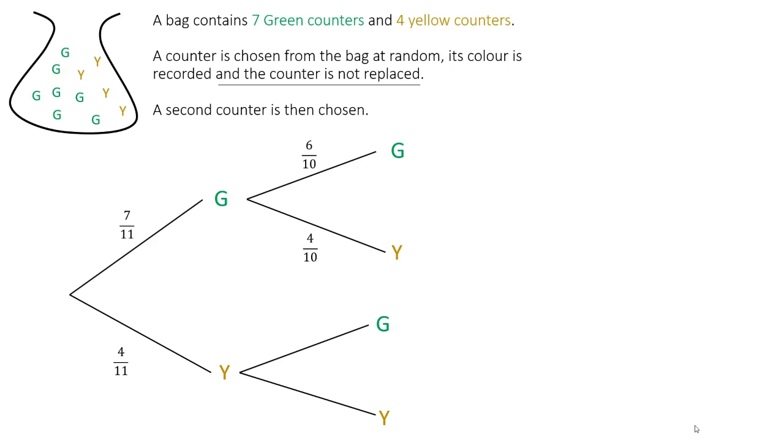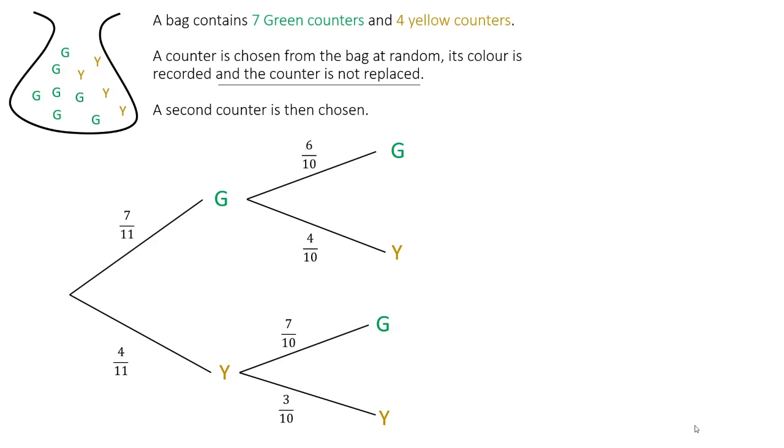If one of the yellows has gone, there are still 7 green counters. So the chance for green is 7 out of 10. But if one of the yellows has gone, there were 4 yellows, there's now 3. So we're looking at 3 out of 10. And again, 7 out of 10, 3 out of 10, add to give us 1. But now we've got the branches filled in, the rest of it falls into place.